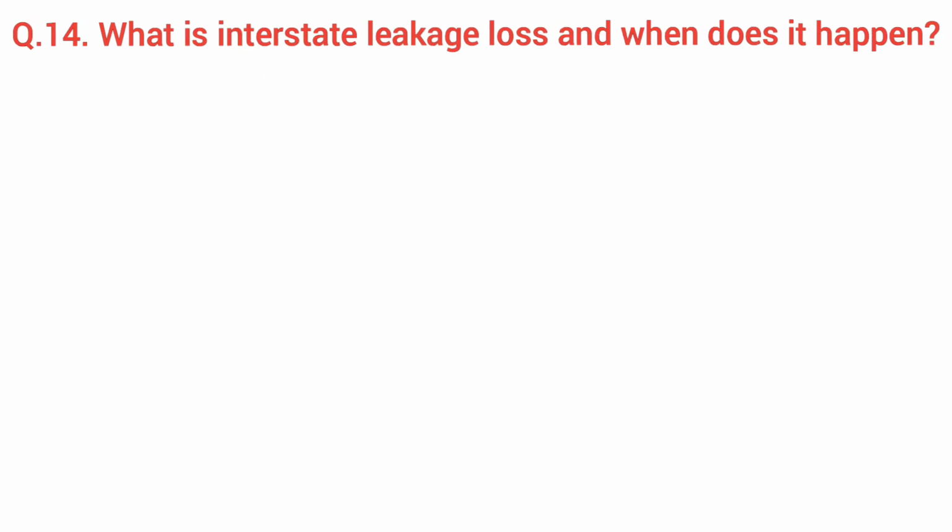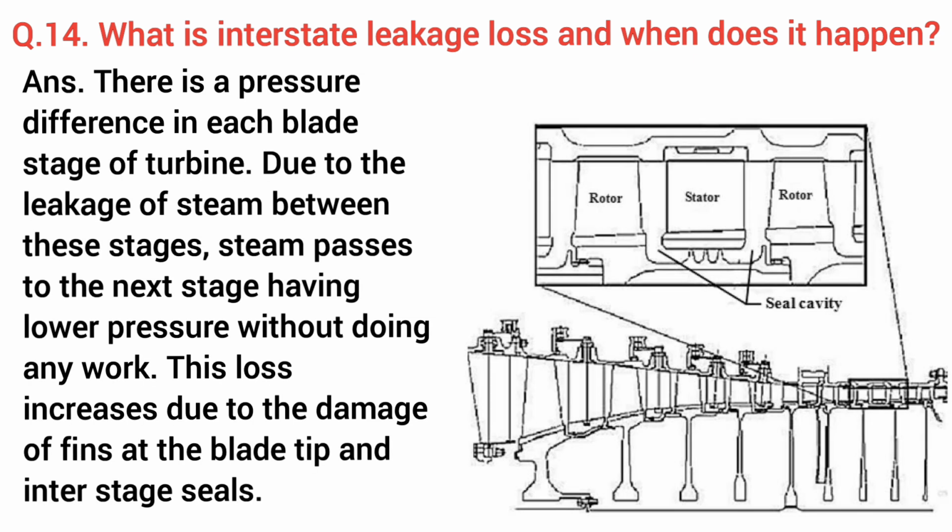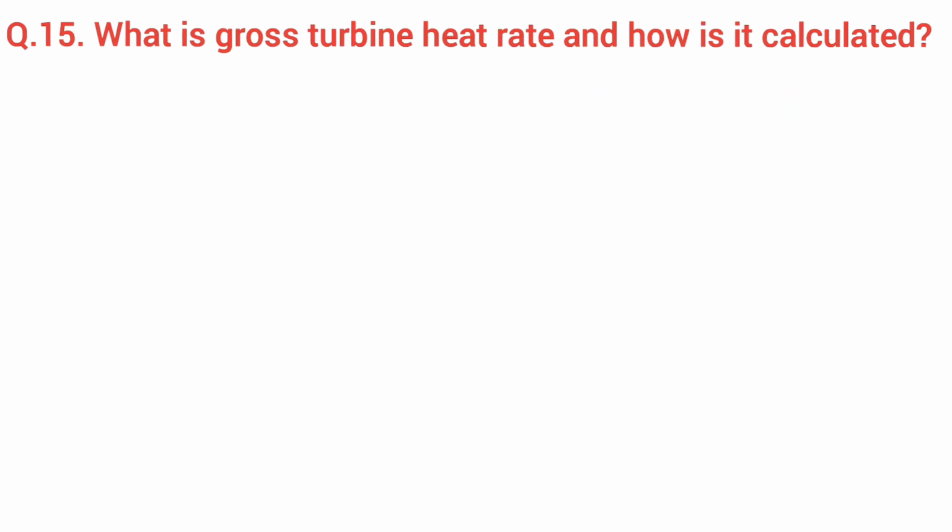What is interstage leakage loss and when does it happen? There is a pressure difference in each blade stage of turbine. Due to the leakage of steam between these stages, steam passes to the next stage having lower pressure without doing any work. This loss increases due to the damage of fins at the blade tip and interstage seals. What is gross turbine heat rate and how is it calculated?